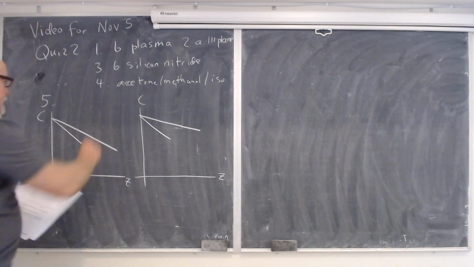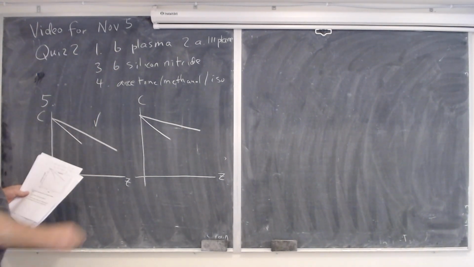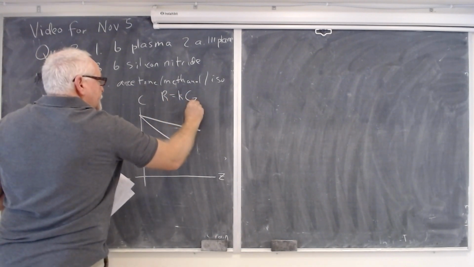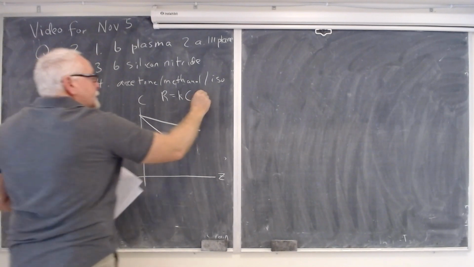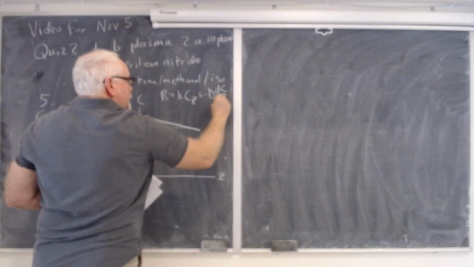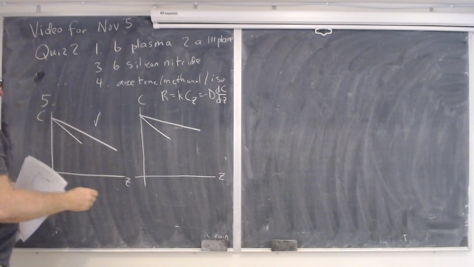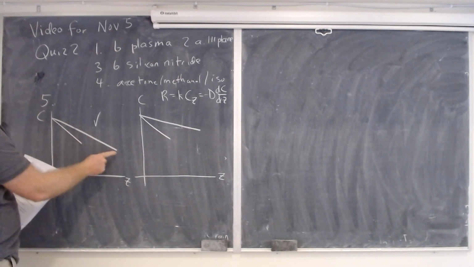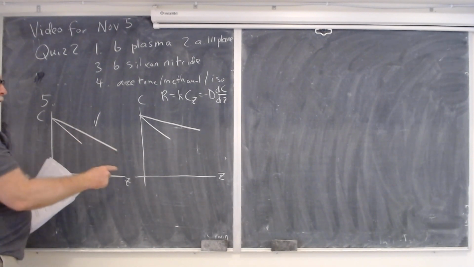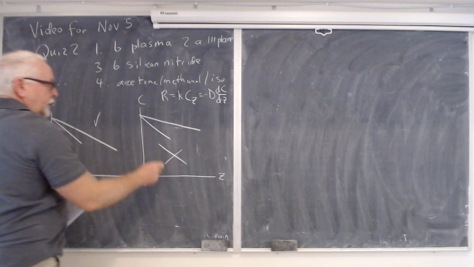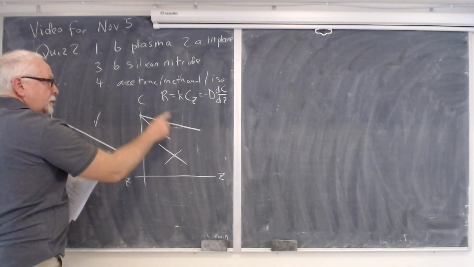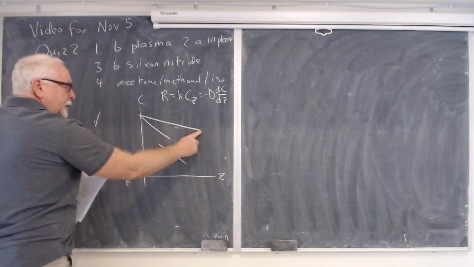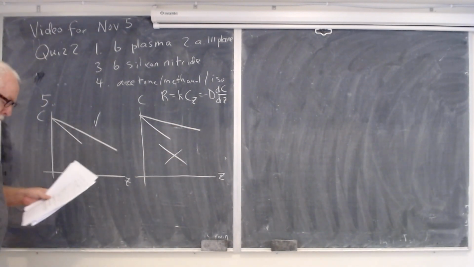And of course the answer is this one, because you learned that R is K times C sub Z, and it also is equal to the flux, negative D dC/dZ. And so since this one has a lower slope, it has to have a lower value at the oxidation depth. And so this one is wrong because it has a lower slope, and so a lower R, which is inconsistent with having a higher C sub Z. So that was the answer to number 5.